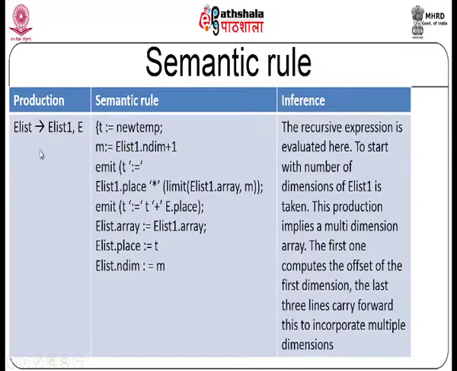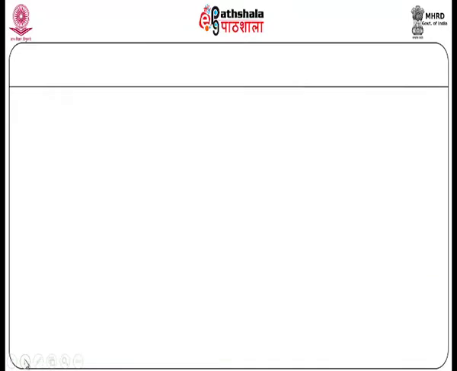Now this array refers to the same array referred by E list 1 also. I am just assigning it here, saying that both refer to the same array only. And then I will assign E list.place is equal to t, and then I will say E list.ndim is equal to m. Now this is necessary because subsequent calls have to use this value of m for number of dimensions. Okay, that is being computed here as an increment value of 1. So that will be used in subsequent reductions.